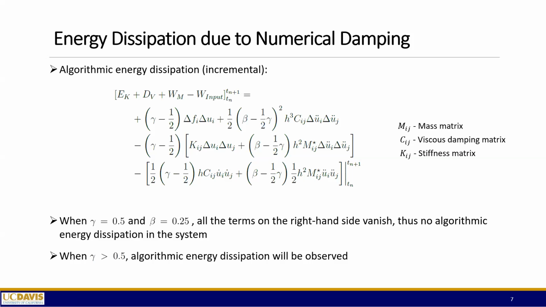Now this is consistent with our traditional view for the algorithm. And this is also true when there's no numerical stability issue. But when gamma is larger than 0.5, then algorithmic energy dissipation will be observed.